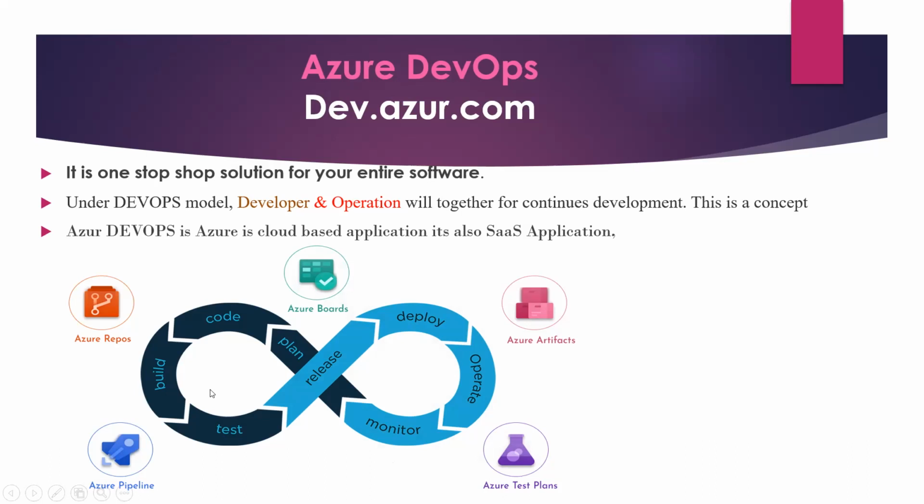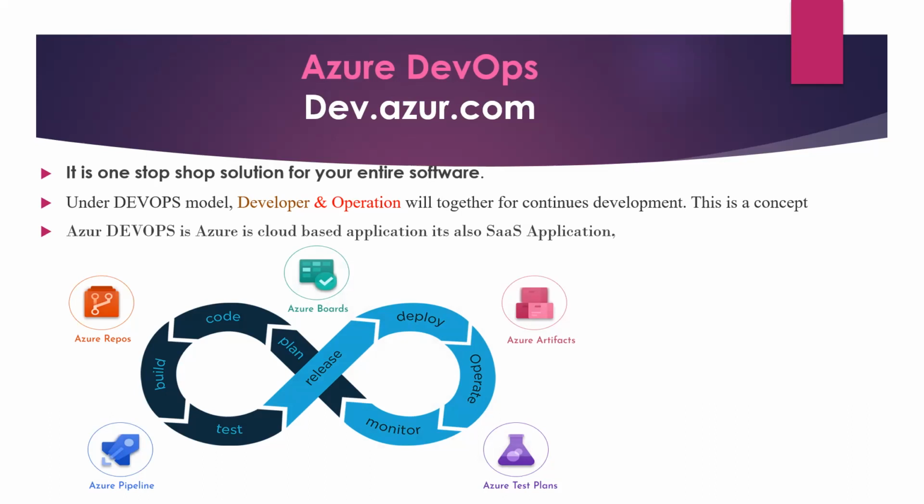It is a one-stop shop solution for your entire software. Under the DevOps model, there are developers and operators. Earlier in the software industry, development was one part and operations was another, and they did not work together. Once developers developed, operators would say, I want this, I want that. To avoid that and encourage working together, the developer aspects and operation aspects come together. That is DevOps. This is the concept.